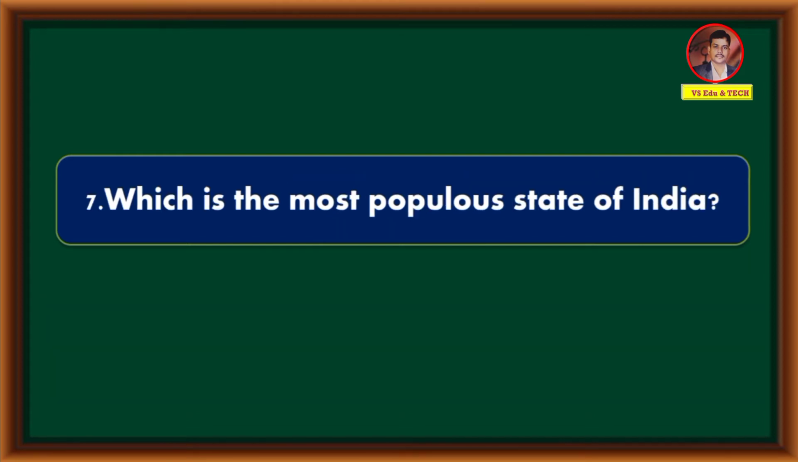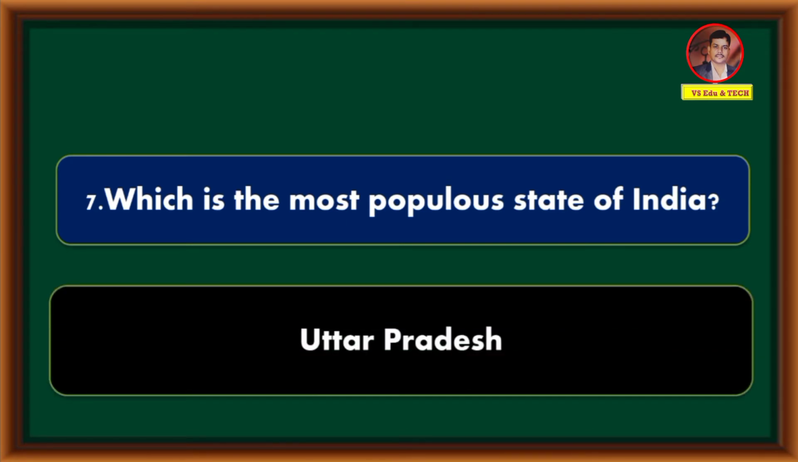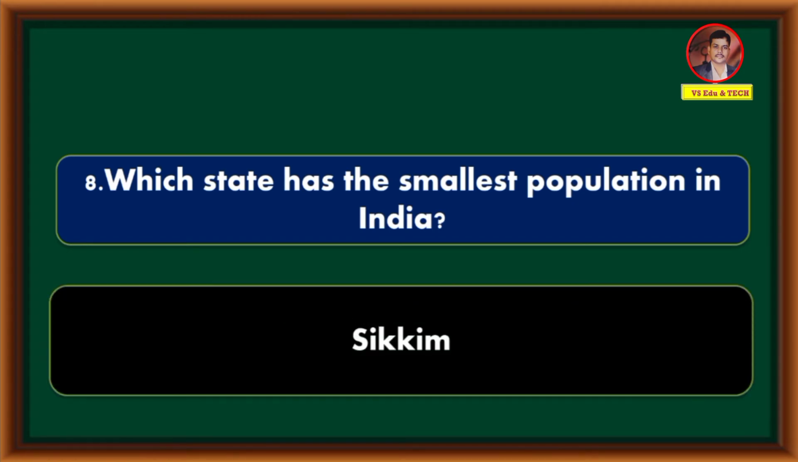Which is the most populous state of India? The most populous state of India is Uttar Pradesh. Which state has the smallest population in India? Sikkim has the smallest population in India.